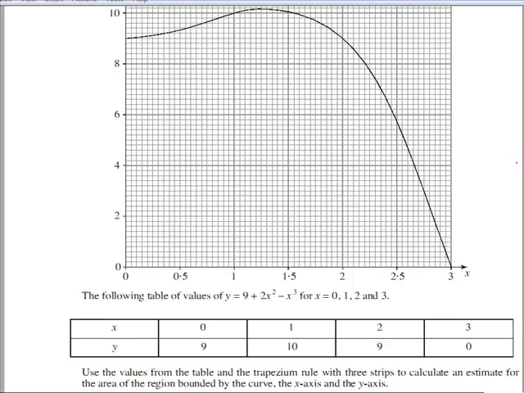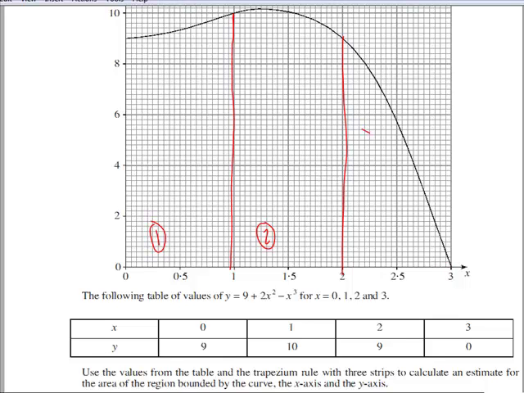In this question, we're asked to use the trapezium rule with 3 strips to calculate an estimate for the area of the region bounded by the curve, the x-axis and the y-axis, so basically the area under the curve. Well, if we were taking 3 strips, we would be then looking at this strip here, strip 1, strip 2, and then strip 3, which is the bit that takes us the curve to the x-axis.